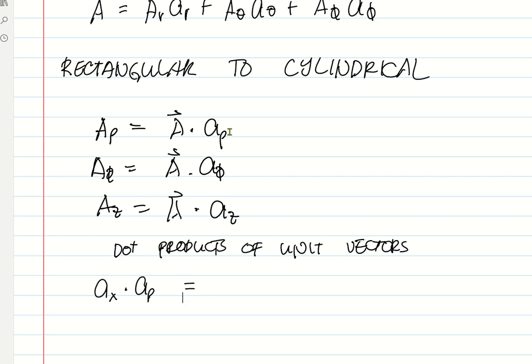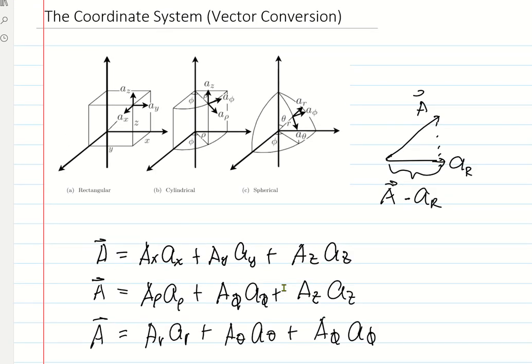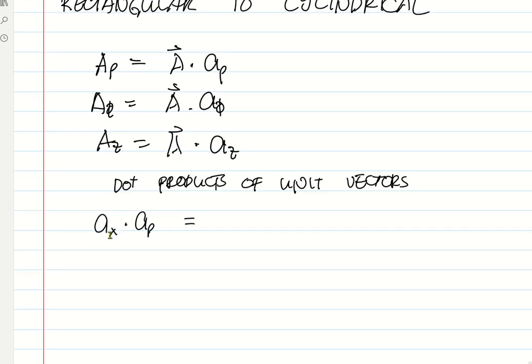It's equal to the product of the magnitudes of the two vectors multiplied by the cosine of the angle between them, the smaller angle between them. In this case, they are unit vectors, so the magnitude is just 1. We just multiply 1 by the cosine of the angle between them. So what's the angle between a x and a rho?